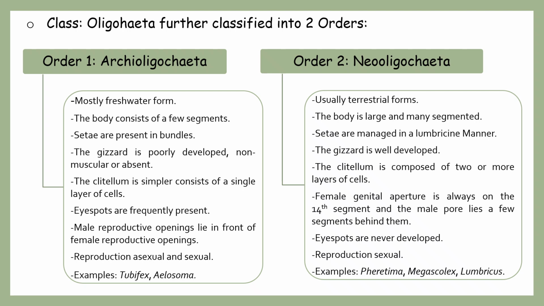In this order, reproduction is basically with the help of sexual reproduction. The best examples for this order are Pheretima, the earthworm category, like Megascolex and Lumbricus. All these belong to this order Neo-oligochaeta. So this is about class 2.